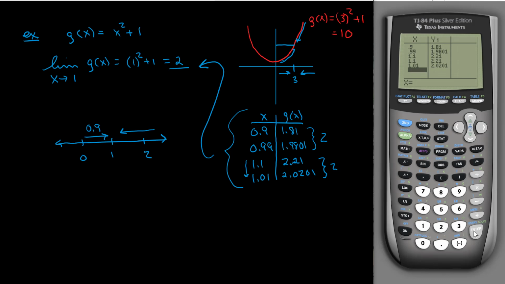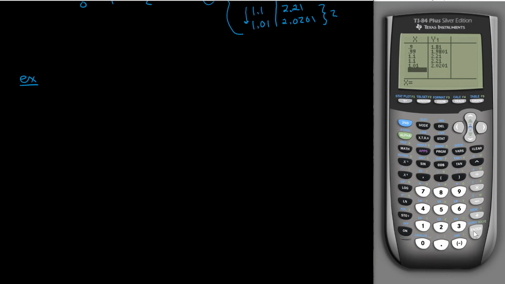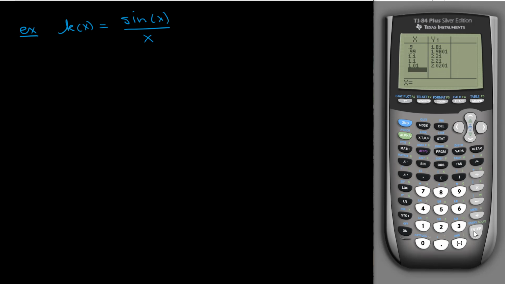Let's take a look at something a little bit different. Let's say we have k of x equals the sine of x over x. Okay, that looks pretty ugly. That's probably not going to be one that you're going to be able to graph, not easily. And let's take this a little bit further.